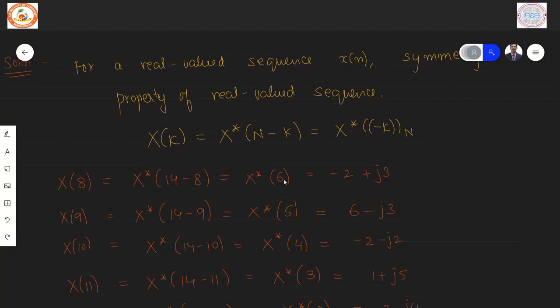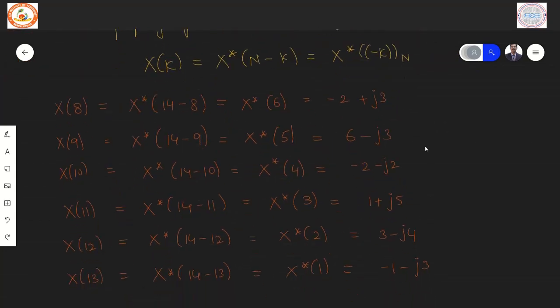Now we know what X[6] is from what is given, just take its complex conjugate. So this is X[8]. Similarly, put the value k = 9, solve it, it becomes X*[5], the answer is 6 minus j3. Next, X[10] is X*[4], which is minus 2 minus j2. X[11] is X*[3], it's 1 plus j5. X[12] is X*[2], which is 3 minus j4. X[13] is minus 1 minus j3.